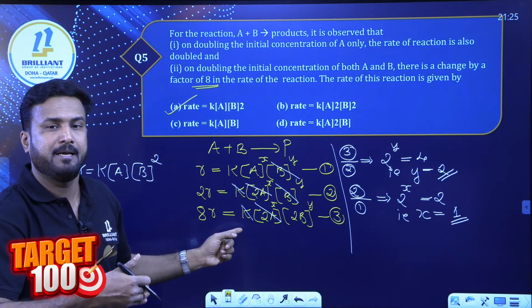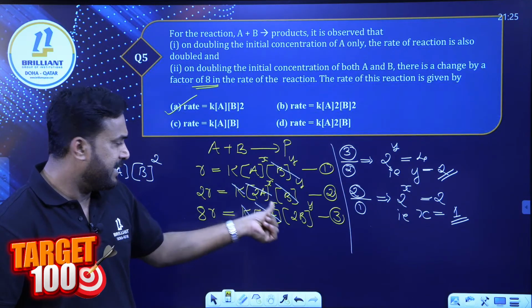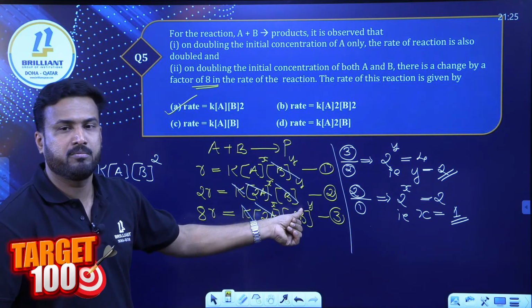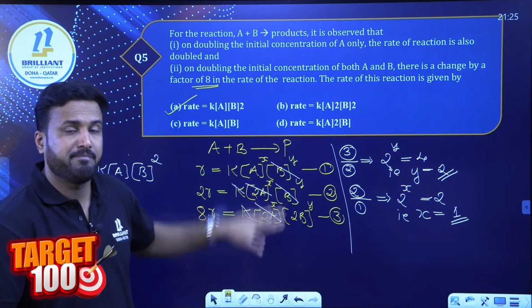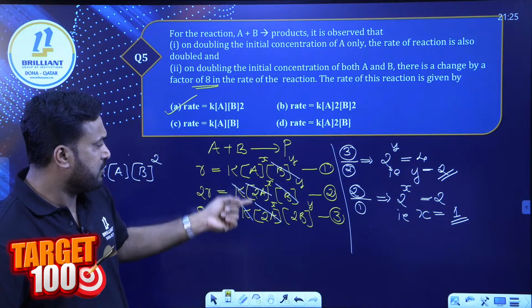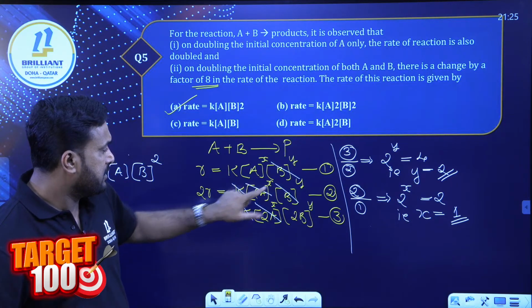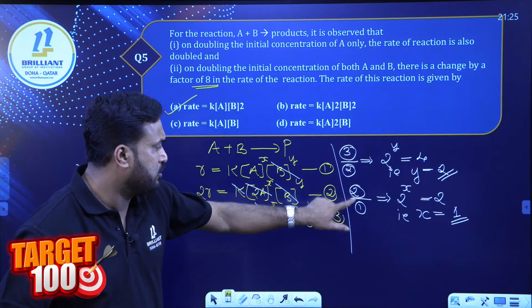How did that factor of 8 come? When A is doubled as well as B is doubled, so (2A) raised to X and 2 raised to Y. So you understood how we formed the third equation, right? After that we have to equate it. Same values of B means you can divide. That's why I divided equation number 2 by 1.